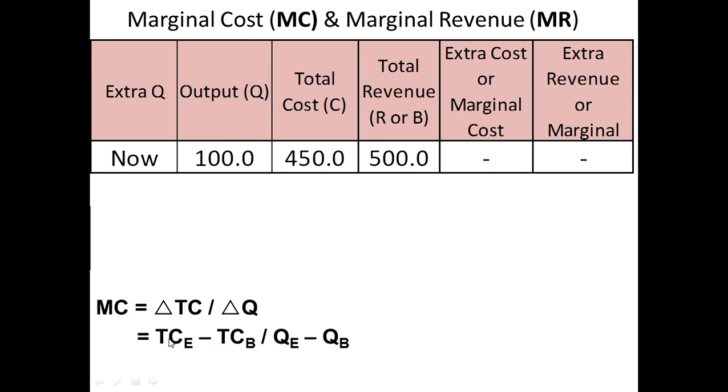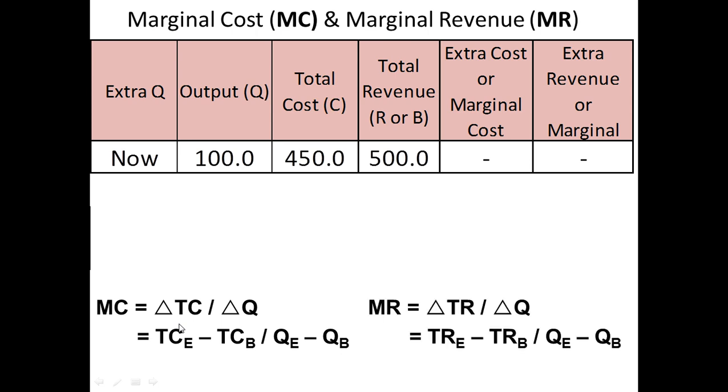What does change mean? For example, this is beginning, this is ending. When you're talking about change in output, you put ending minus beginning. Again, if you put beginning minus ending for total cost while output is ending minus beginning, this is wrong. That's why you pay total cost ending when you produce output ending, and total cost beginning when you produce output beginning. Okay, clear? Yes. So this is the formula for marginal cost.